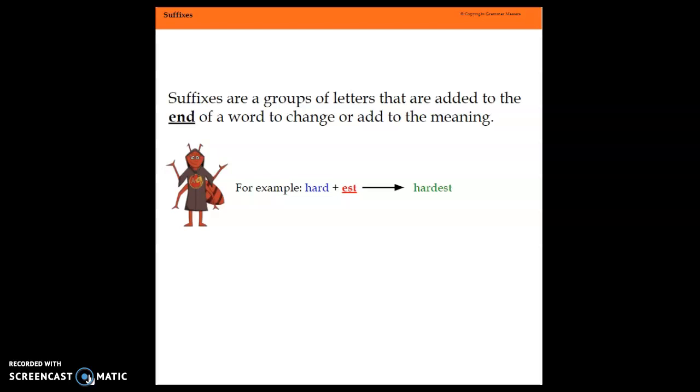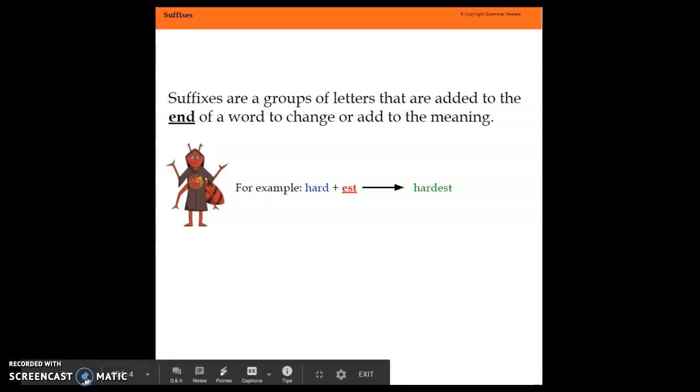So just to recap, suffixes are a group of letters that are added to the end of a word to change or add to the meaning. So for example, hard, which is an adjective, if you add the est suffix, and that's spelt e-s-t, it turns the word into hardest. Have a think about how that's changed the word by adding the est suffix.